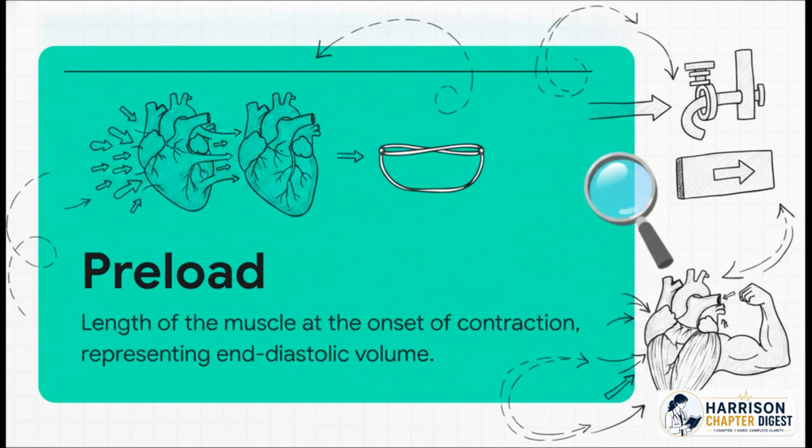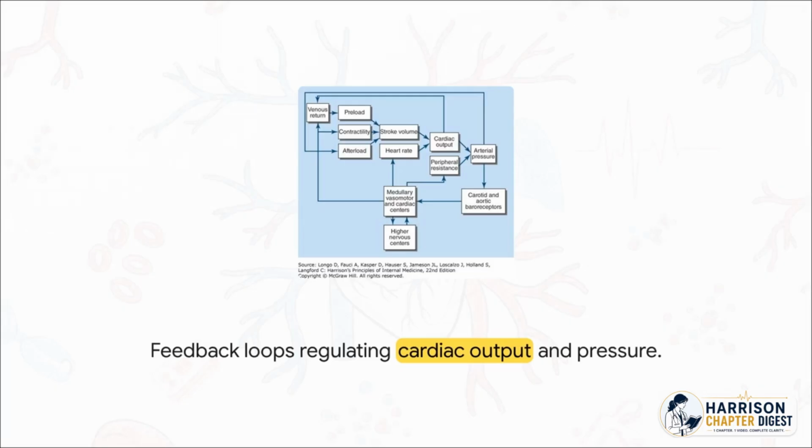Second is afterload. That's the resistance the heart has to push against, like the blood pressure in your aorta. And third is contractility, which is just the raw, inherent squeezing power of the muscle fibers themselves. When you put it all together, stroke volume and heart rate dictate your total cardiac output. And that output, combined with vascular resistance, tightly regulates your arterial blood pressure.